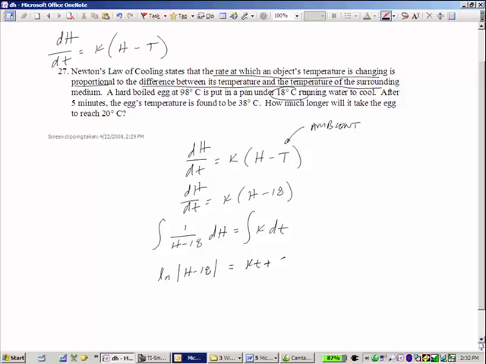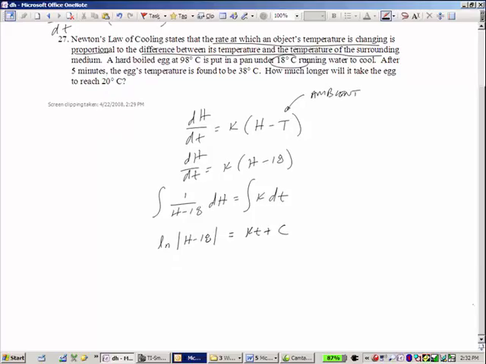So H minus 18 is equal to, I'm actually going to say C e to the kt, and I'm going to get rid of the absolute value signs and make that C e to the kt all at once. And so we end up with H is equal to C e to the kt plus 18. I now need some information to find C and find k.